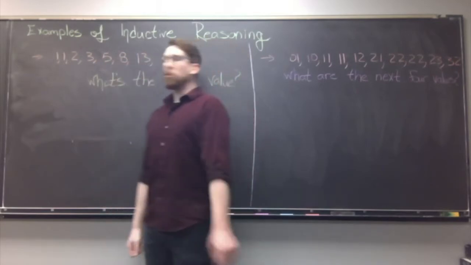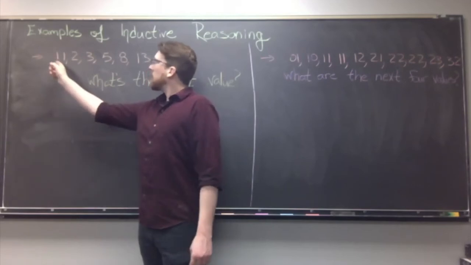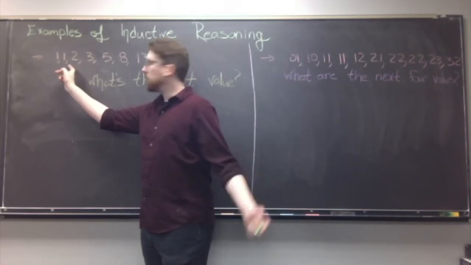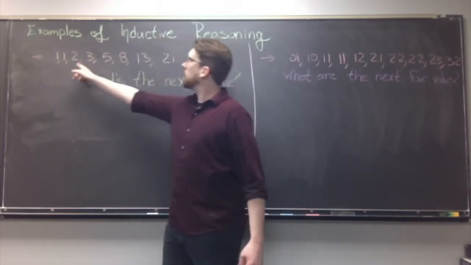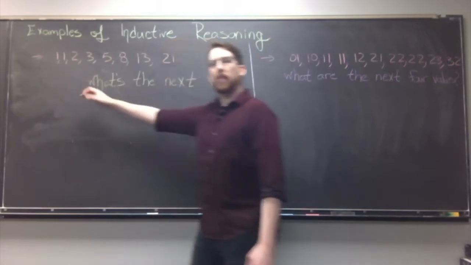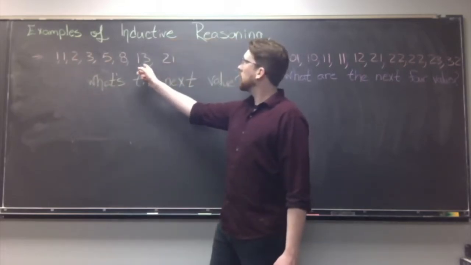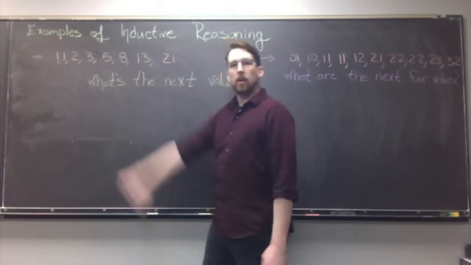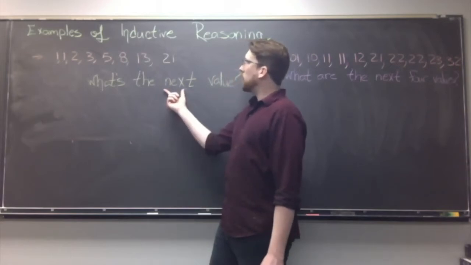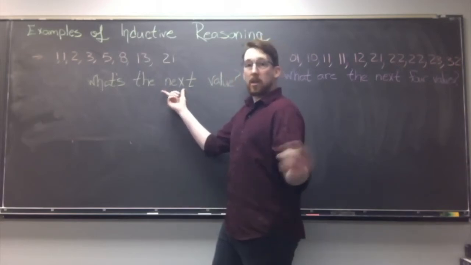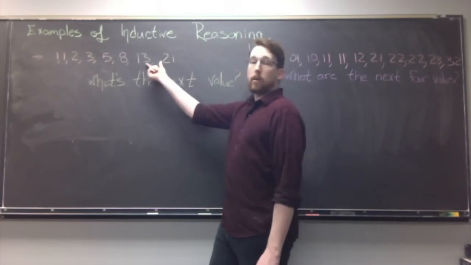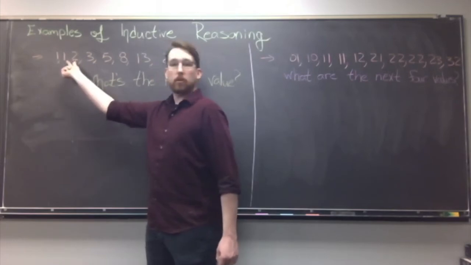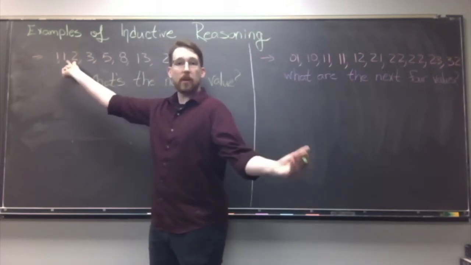We might notice going through it that okay, 1 and 1, whatever, but 2 is the sum of those previous two values. 3 is the sum of those previous two values. I can see a pattern. 13, the sum of the previous two values. So if we wanted to answer this question, we might make the conjecture that the pattern here is that we're adding the previous two values to get the current value.